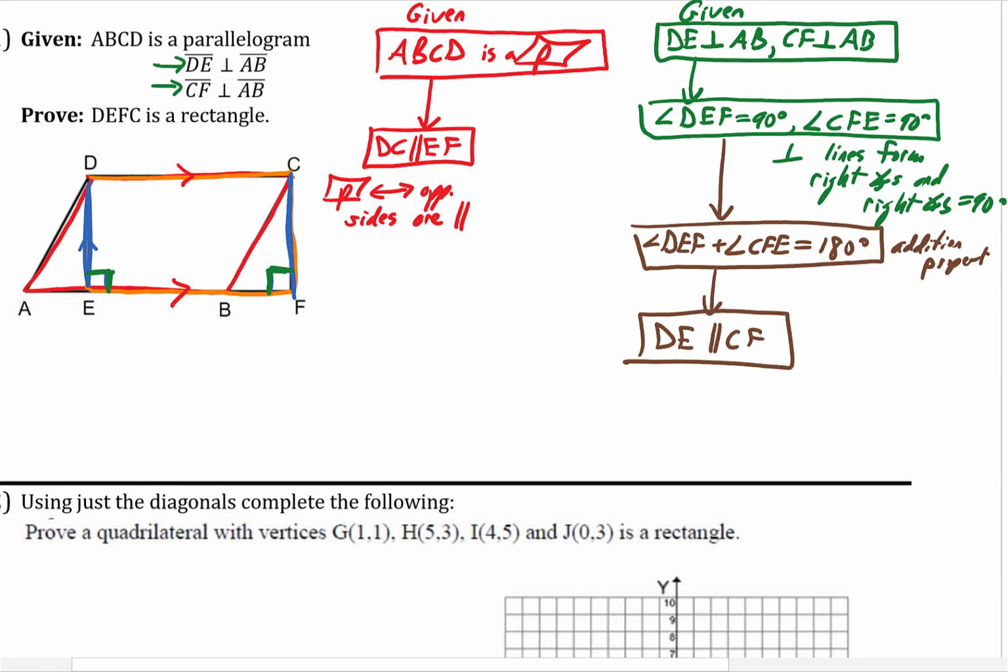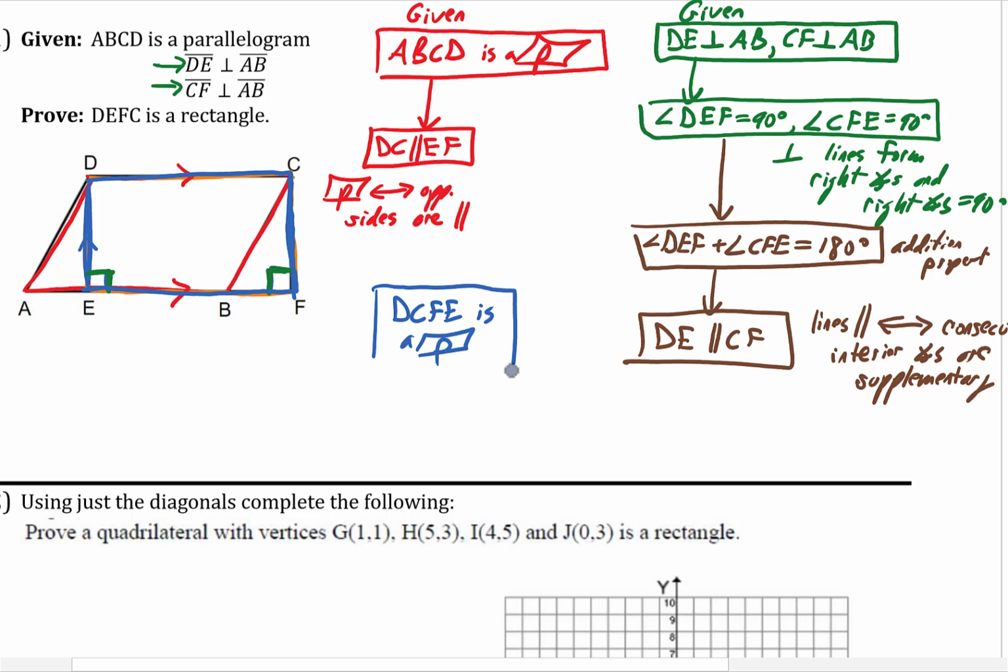Why? Well, lines are parallel if and only if same side interior angles, or consecutive interior angles, are supplementary. Okay, now we can say that this guy right here, the guy that they want us to prove is a rectangle, is a parallelogram. So let's say that DCFE is a parallelogram by definition. Why? Because a quad is a parallelogram if and only if opposite sides are parallel. We did that from this and this.